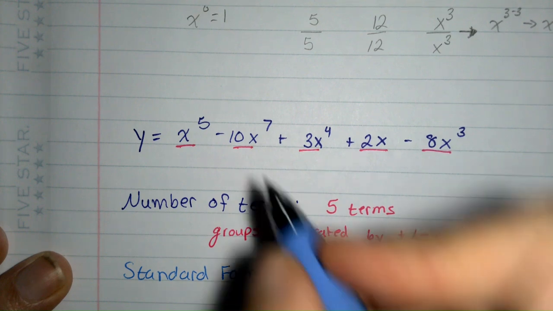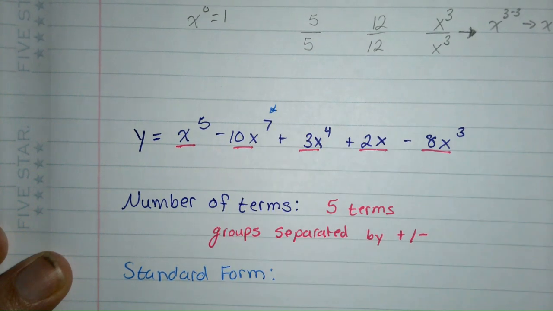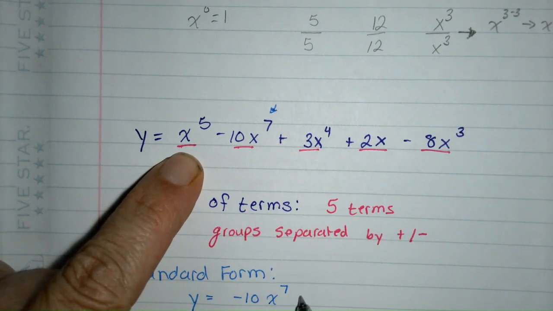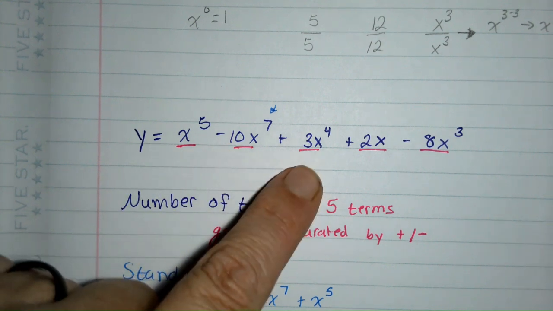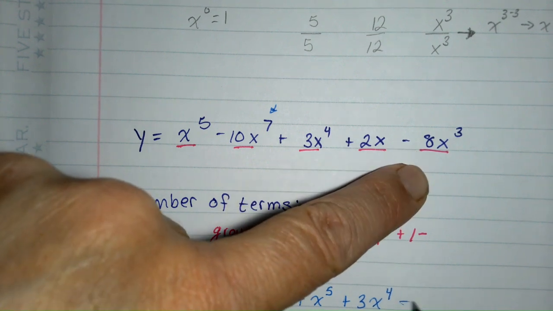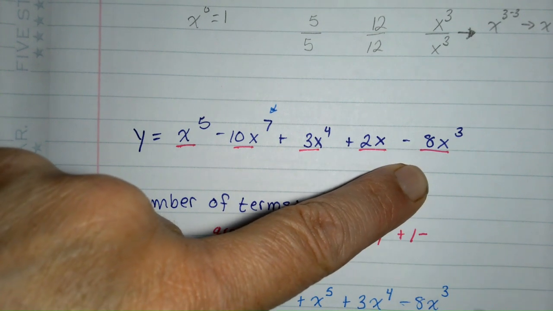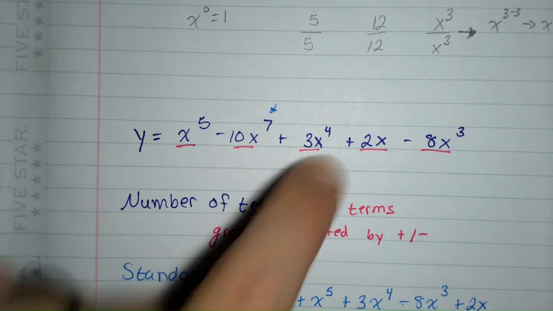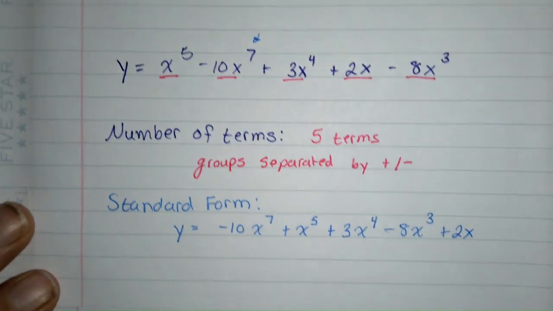So in our case, the highest power is 7. So we would start off with negative 10x to the 7th. Then our next highest is x to the 5th. That's positive. The sign goes with it, right? Then x to the 4th. Then the x cubed, and then the linear. Okay, now it's written in standard form.